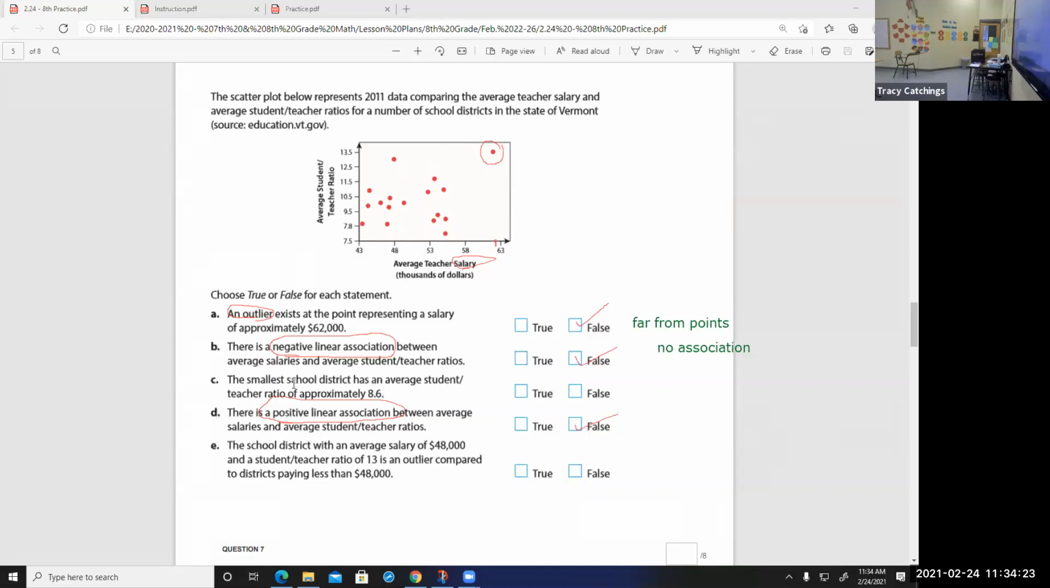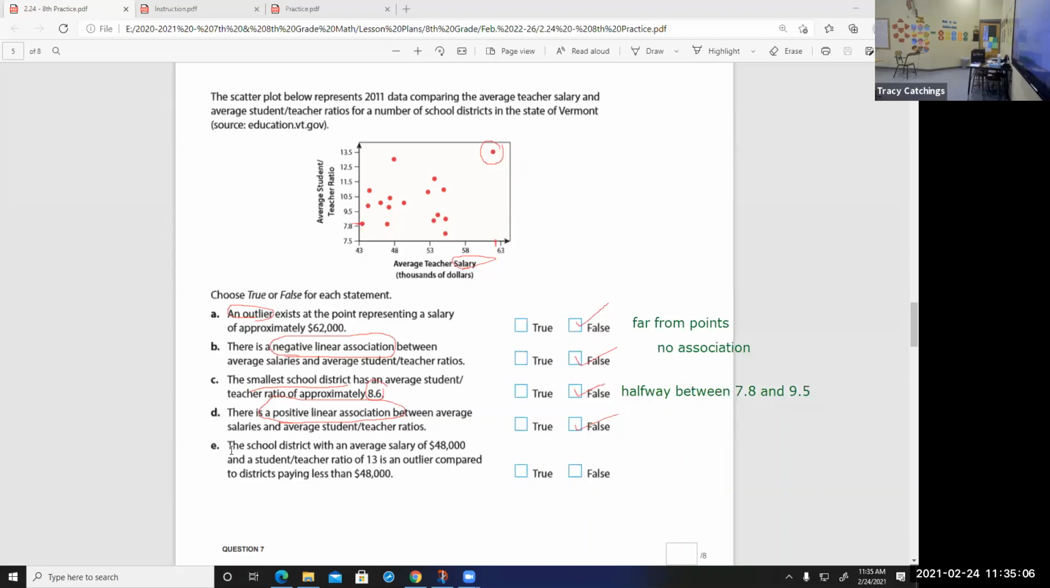All right, looking at C, it says the smallest school district has an average student-teacher ratio of approximately 8.6. So the smallest school district most likely has the smallest pay. So that'll be about 43,000. Would you say that value is about 8.6? Right there? It could be. I would probably say go up a little more. Close to the 9.5. Yeah, I would probably say halfway between 7 and 8. So right there, when you're thinking it's like 8.0. Good. I would have said 8.0.